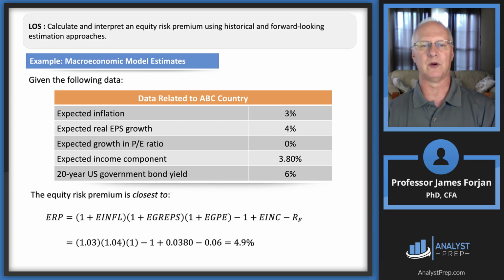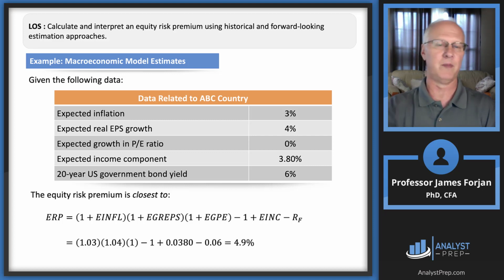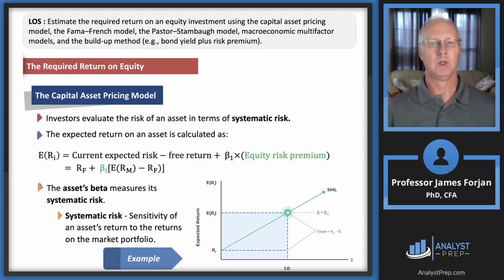So we threw that 0% in there just so that you don't think, oh, 0, let me multiply that and move that all the way through and cancel out everything on the left-hand side. No, it's 1 plus 0, so notice we have 1.03, 1.04, 1 minus 1, and then there's the 3.8, subtract out that 6. So there's the equity risk premium using this macroeconomic model.